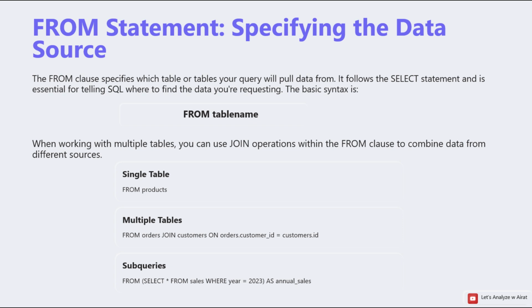The select statement works with the from statement. The from statement specifies the data source. So when you use the select statement, you must specify the table you want to select from. So the from clause specifies which table or tables your query would pull data from. It follows the select statement and is essential to tell SQL where to find the data you are requesting. The basic syntax is just to use the from clause and specify the table name.